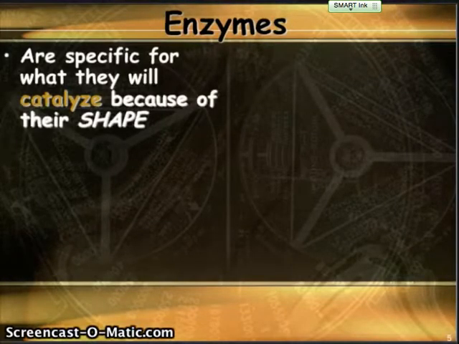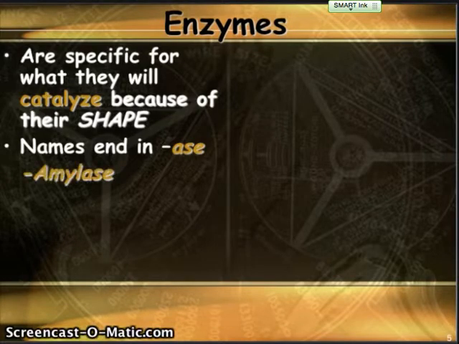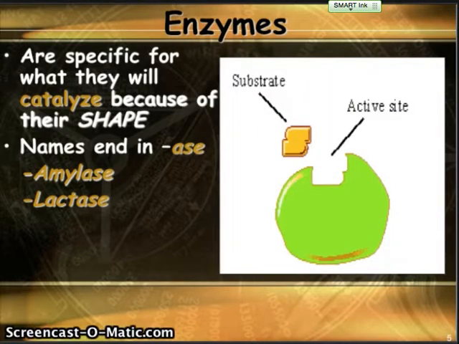Enzymes are specific for what they will catalyze because of their shape. Their names often end in -ase, like amylase, lactase. The enzyme is the green molecule that we can see here. It contains a shape known as an active site. The active site is a specific shape that fits the substrate.